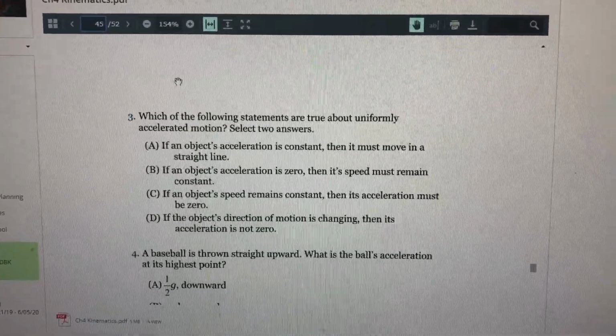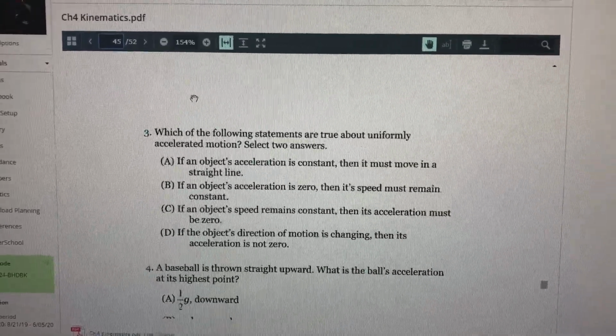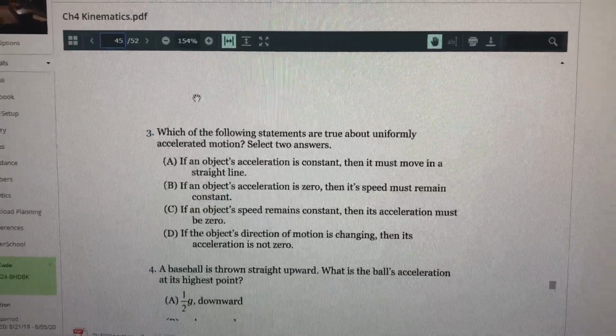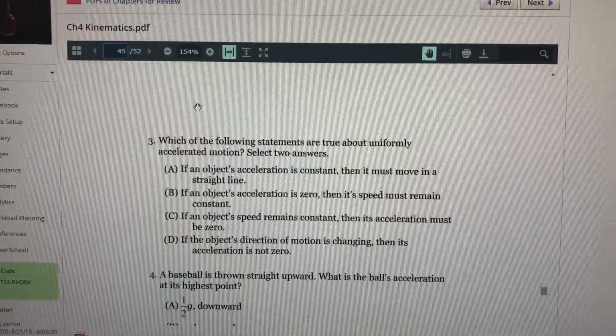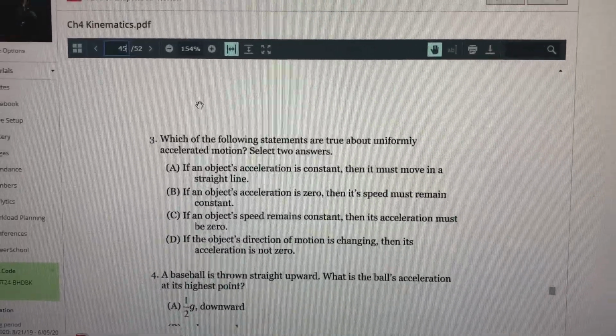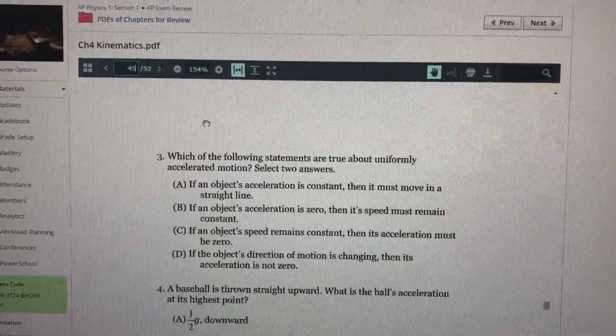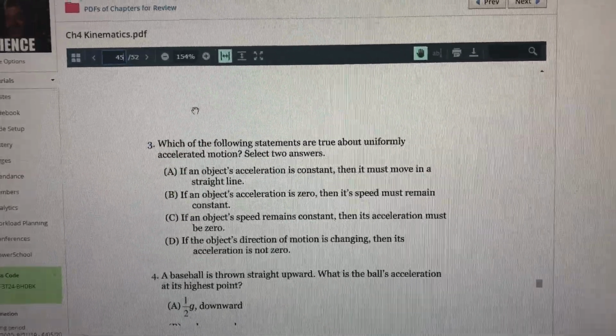And C, the one that was tricky here, said if an object's speed remains constant, its acceleration must be 0. That is not true, because speed could remain constant as you're going in a circle. You could have centripetal acceleration as an object's going in a circle, even if it has constant speed. So you could go around at the same rate.